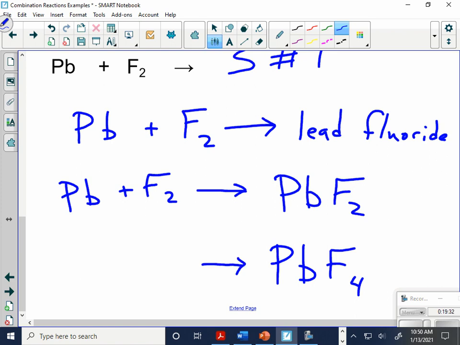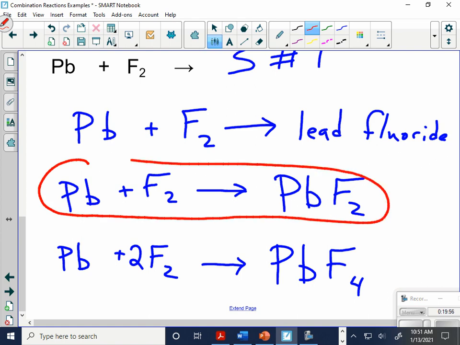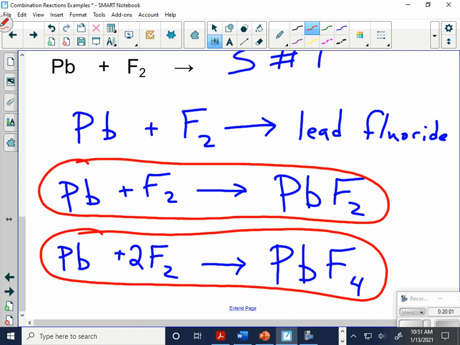Could I also, though, have Pb plus F2 to give me lead 4 fluoride? I could. Is this one balanced? It is not yet, because I need to put a 2 right there to balance that out. So, for this particular example, I could have that, or I could have that. I could have 2 answers.